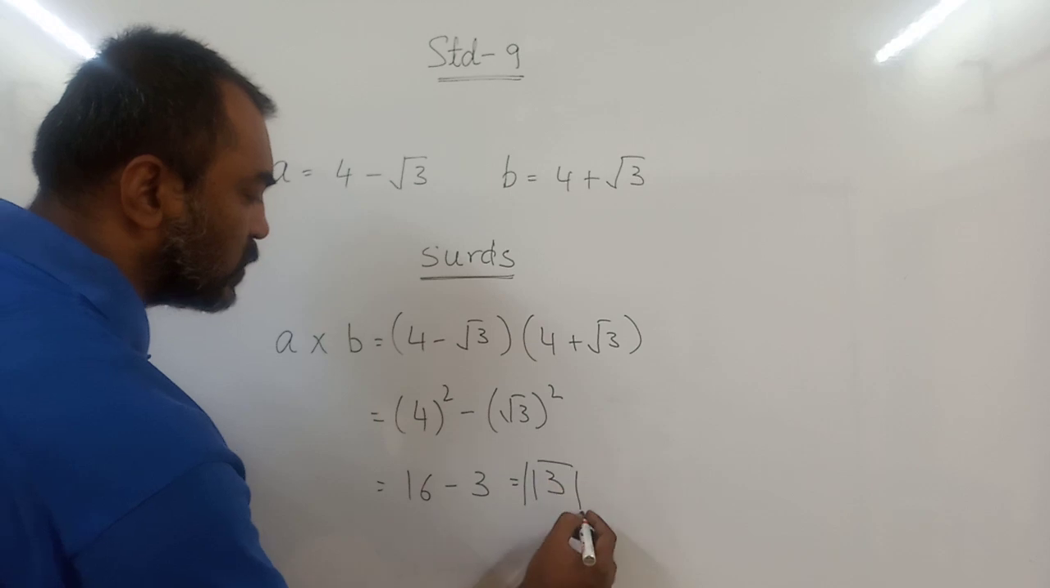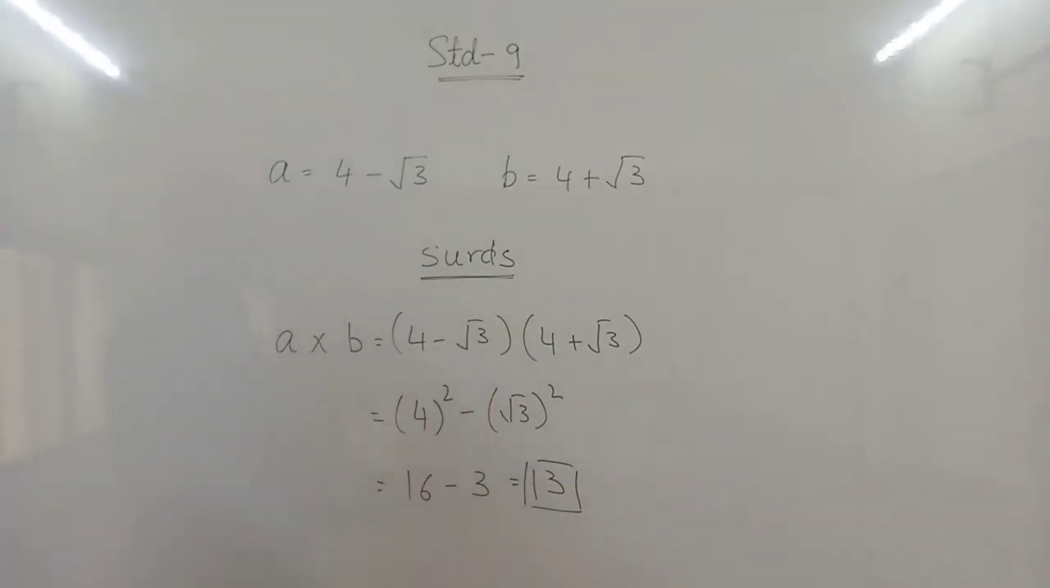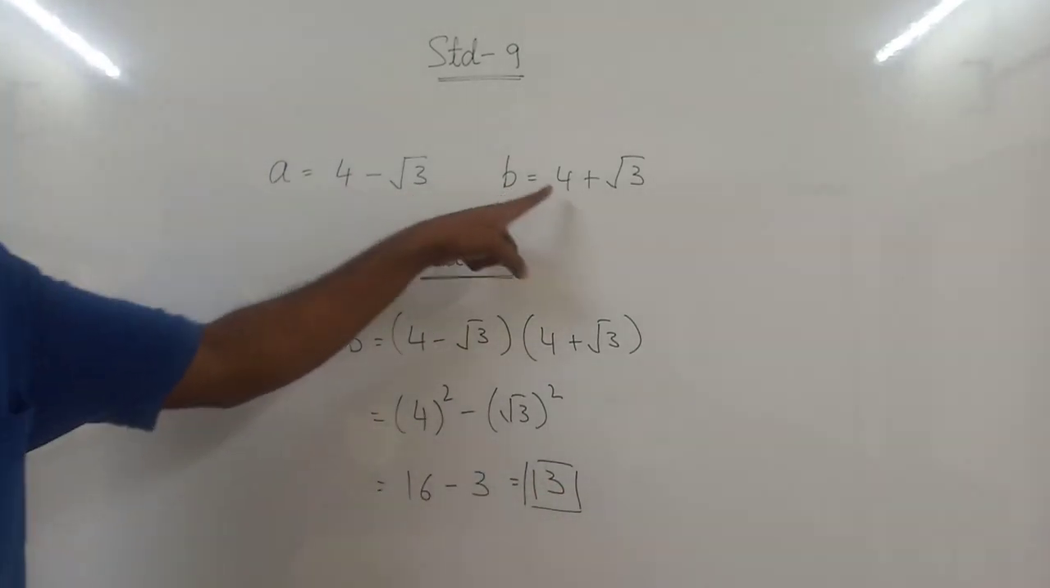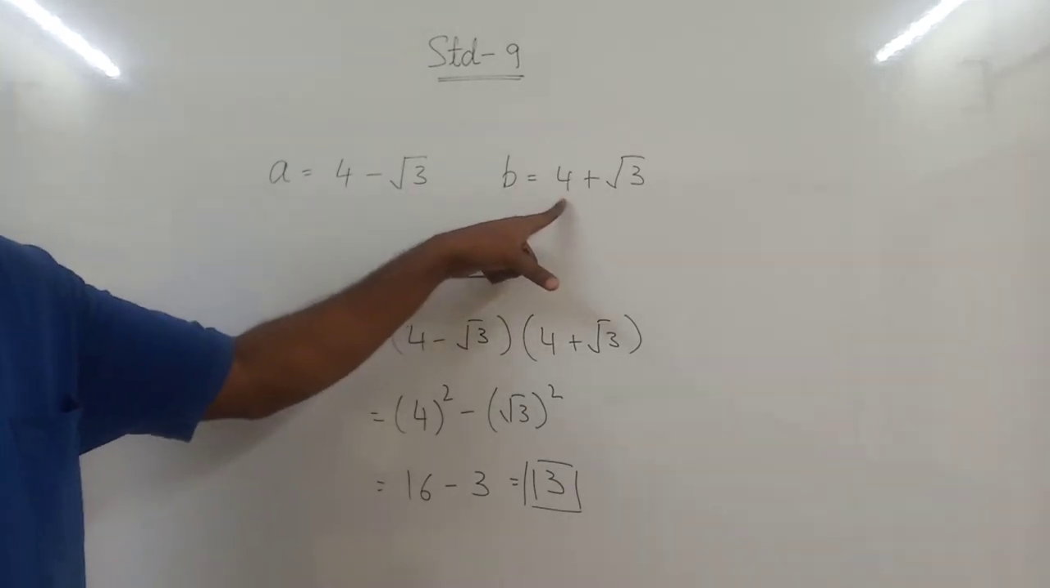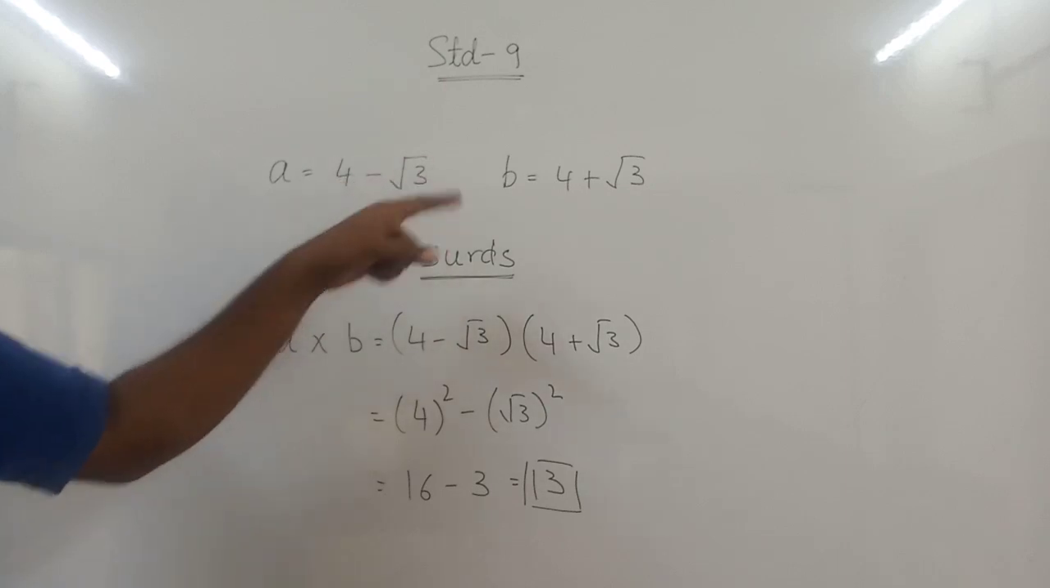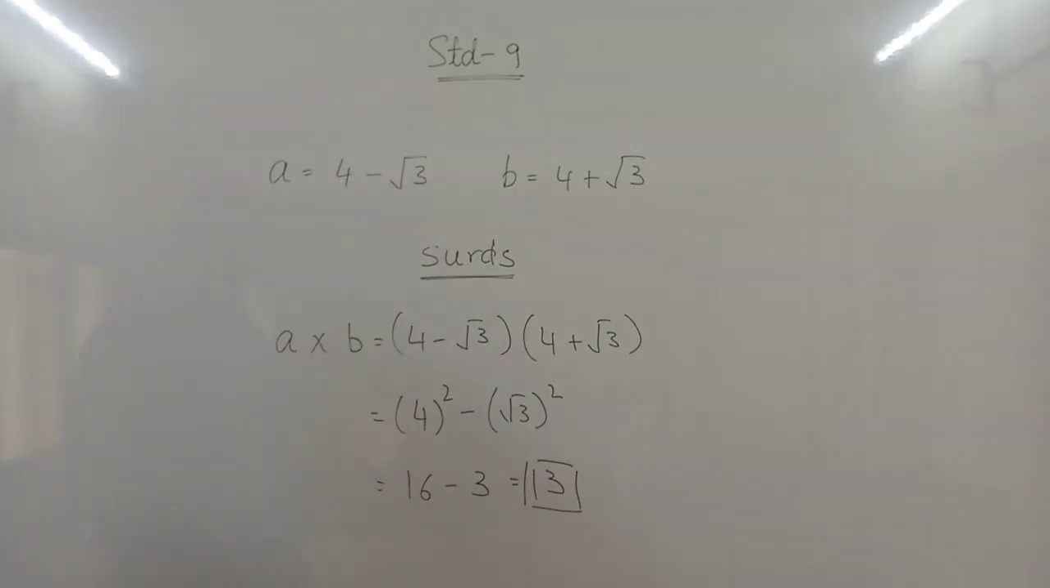So the multiplication of these two numbers gives me a rational number. So what we can say, b has rationalized a, or you can say a has rationalized b. So these are called surds or rationalizing factors. This is what surds are. Okay? So is it clear to you? Because we are going to use this now.